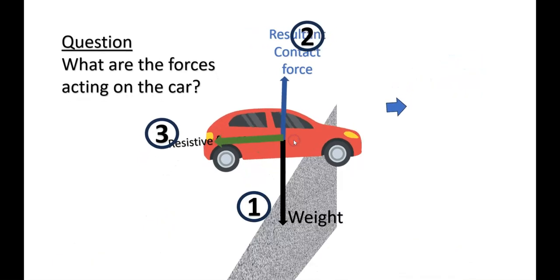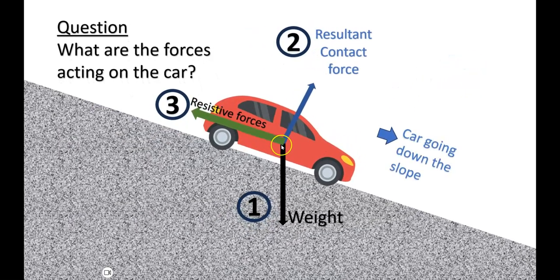Now, what if you have the car going down the slope? Then the difference is that the total resistive force now is acting upwards because resistive force always opposes motion. And the contact forces will still have to be perpendicular to the floor.